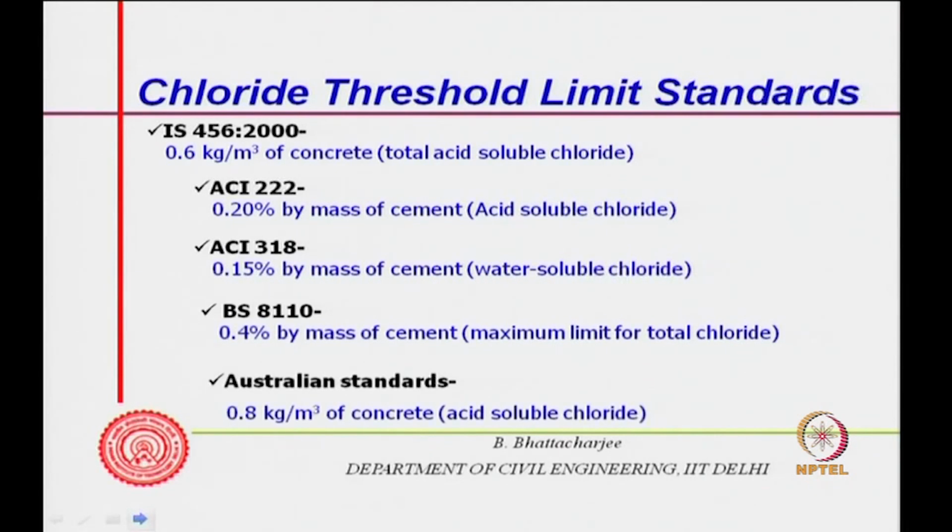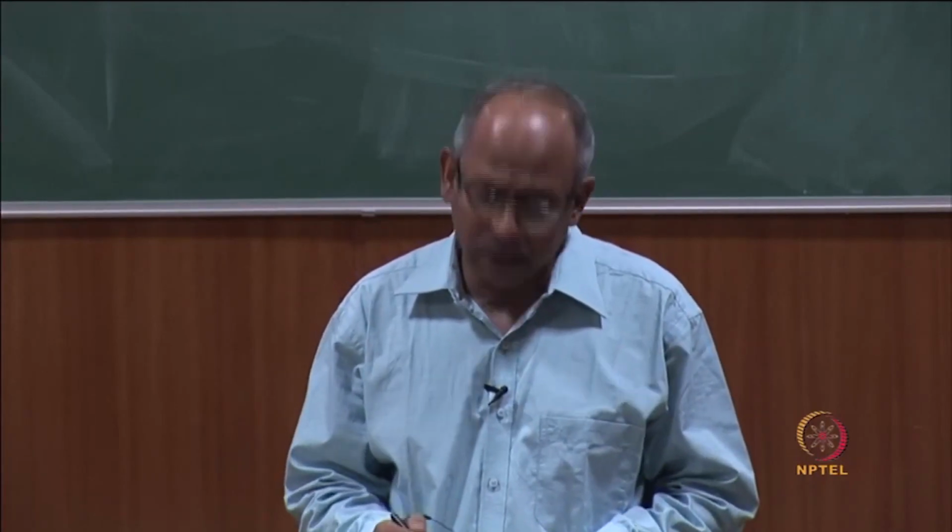And therefore, you find that various codes have different values. For example, IS 456, as we said, for RCC only 0.6 kg per meter cube; ACI 222 by mass of cement, acid soluble chloride; ACI 318 by mass of cement, water soluble chloride. So, this is acid soluble, this is water soluble. BS 8110, 0.4% by mass of cement, and this is for total chloride; and Australian standard 0.8 kg per meter cube of concrete, acid soluble chloride. So, you see it varies, and it must vary because of experience also, it varies with the cement type and steel type.